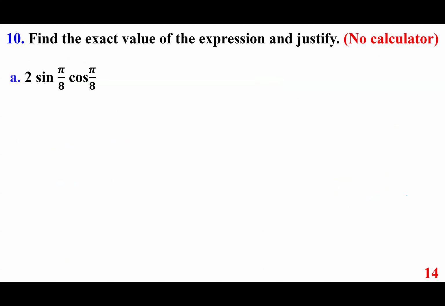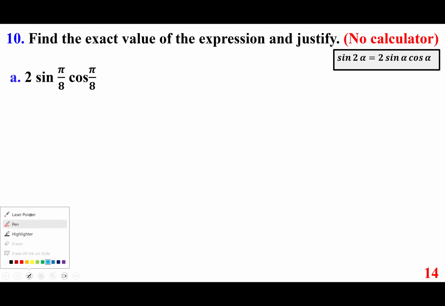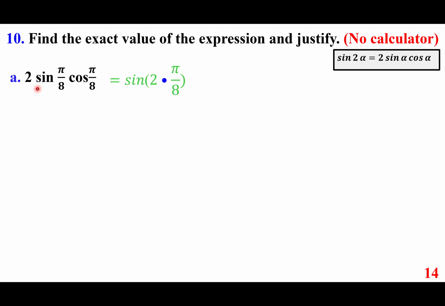We want to find the exact value, and we notice the sine of the double angle, sine of 2 alpha, is 2 sine alpha cosine alpha. So this is sine of 2 times pi over 8, which is pi over 4. What is sine of pi over 4? Common arc, square root of 2 over 2.